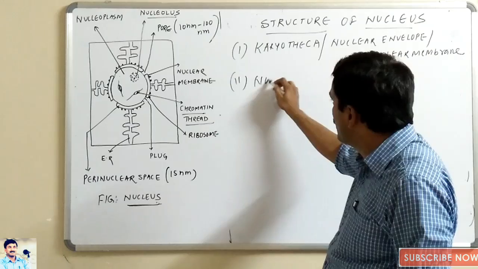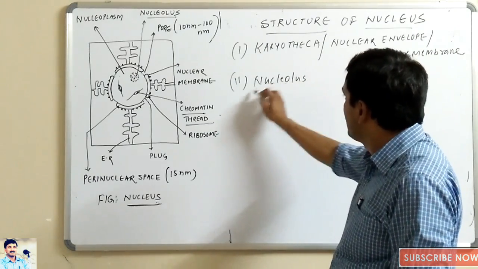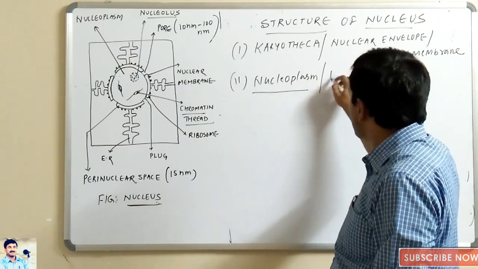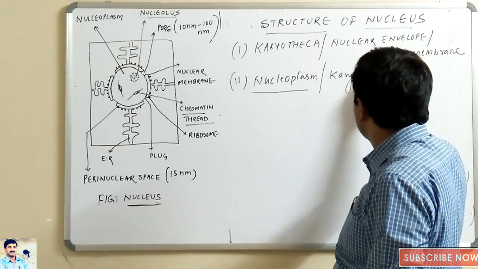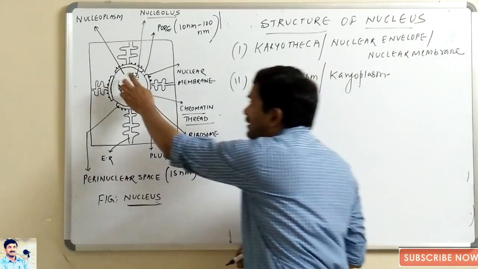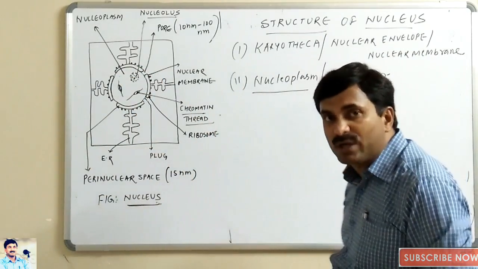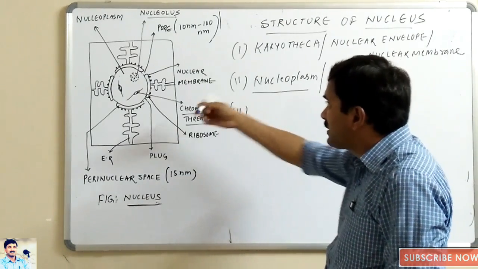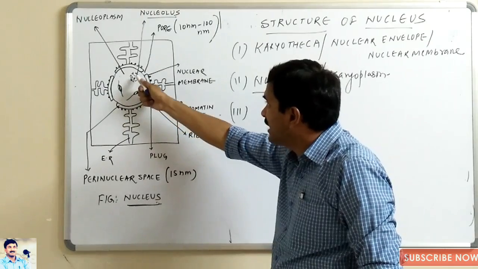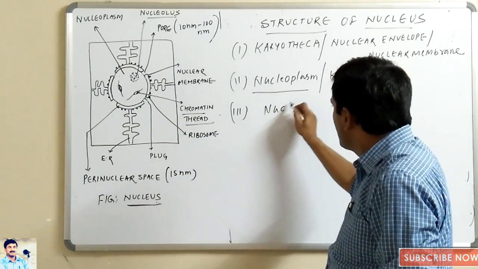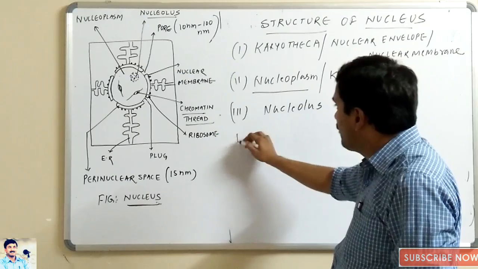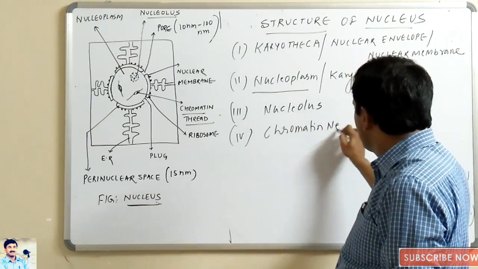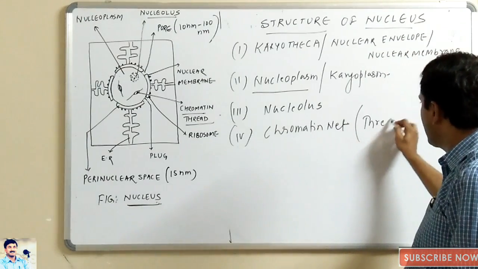The second one is the fluid filled inside. That is known as what? Nucleoplasm. Nucleoplasm is also called karyoplasm. The fluid which is filled inside the nucleus is called as what? The karyoplasm. The third one is the nucleolus, and the fourth one is known as the chromatin net, or we can say chromatin threads.